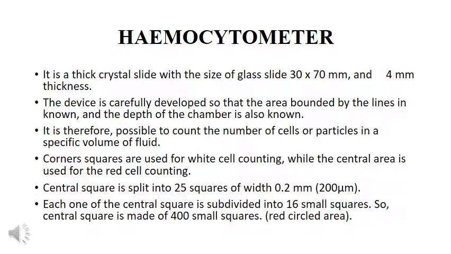Now we are going to discuss some features of the Neubauer chamber. I have already told you that the unmarked or uncircled area in the previous diagram is useless. So we will talk about the corners and the central area. There are very careful instructions for you guys. Corner scales are used for white cell counting.